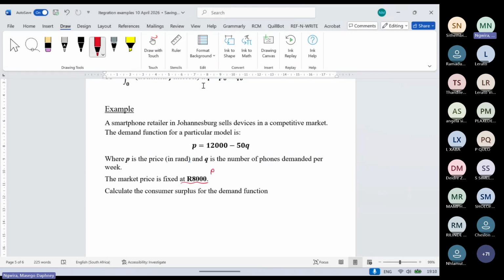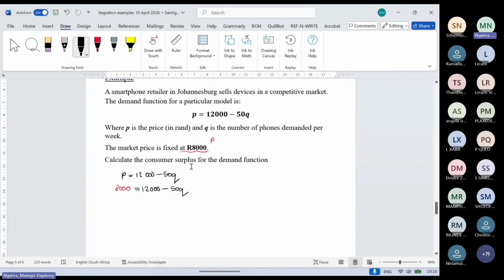And now we have to look for the number of cell phones first. So we have P equals 12,000 minus 50Q. And then we said P is 8,000. So this will be 8,000 equals 12,000 minus 50Q. And now we are going to start by finding Q first. So that's what you do.